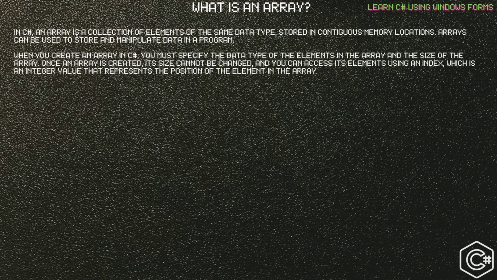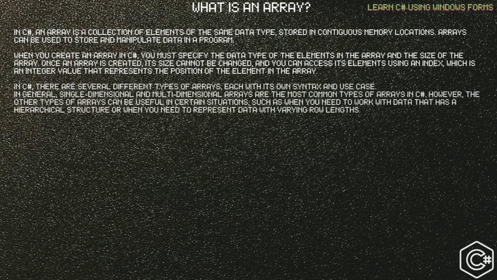What is an array? In C#, an array is a collection of elements of the same data type, stored in contiguous memory locations. Arrays can be used to store and manipulate data in a program. When you create an array in C#, you must specify the data type of the elements in the array and the size of the array. Once an array is created, its size cannot be changed, and you can access its elements using an index, which is an integer value that represents the position of the element in the array.